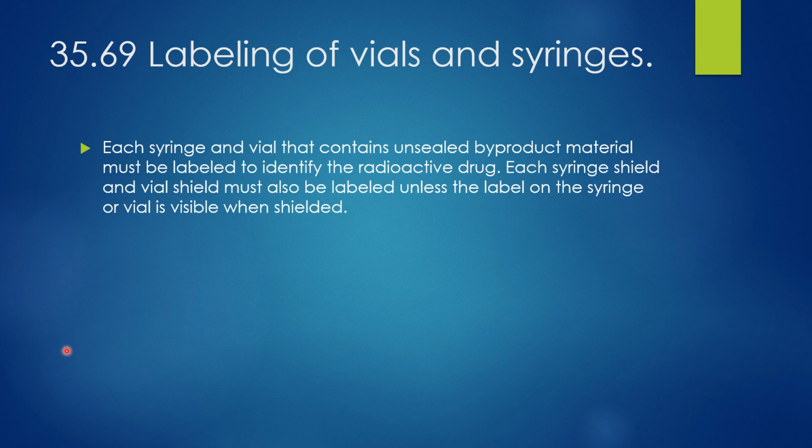You'll notice that our syringes that are in pigs, it's labeled on the syringe and it's labeled on the pig when it comes from the pharmacy. So all of those, it needs to be labeled on the actual container and then on whatever shielding it's in.